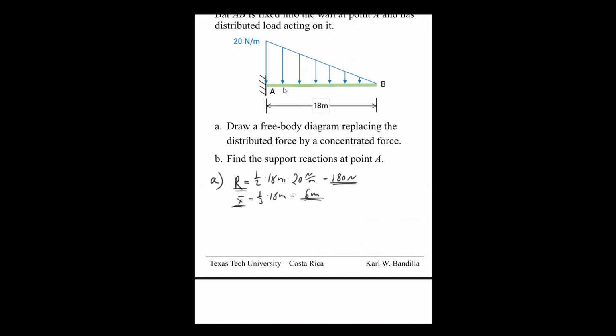All right, so if we're gonna do this, then we'll have our bar, and we have a fixed support here at A, which means that we have the two forces in the X and the Y direction, and we'll have a moment. So let's draw that in. This will be our bar. We know that we have a force coming downward. That's our concentrated force, somewhere here. That would be R equal to 180 Newton. We know that this distance is 6 meters.